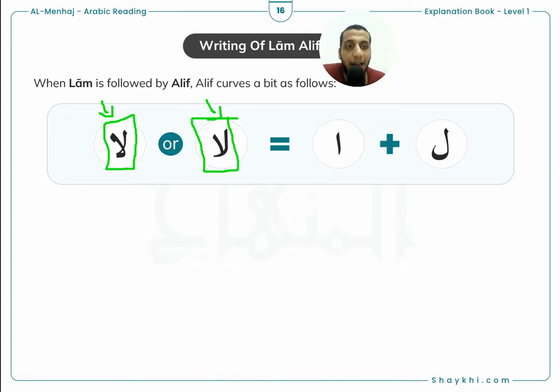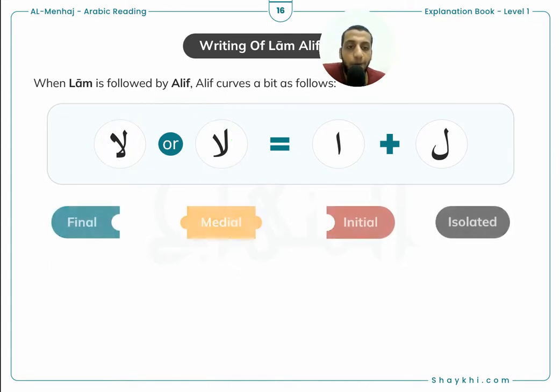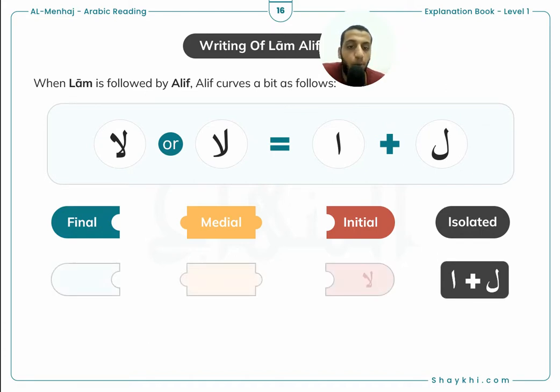Seriously? Yes. So if we put these forms as we know them, the isolated, initial, middle and final, we can put the isolated like this, lam plus alif. What will happen in the initial form? It will be like this or like this. So the initial form, when a lam is followed by alif, will take one of these two shapes. What about the middle form? This shape comes in the middle form. What about the final form? This shape or this shape. So all these shapes are the shapes of lam followed by alif.